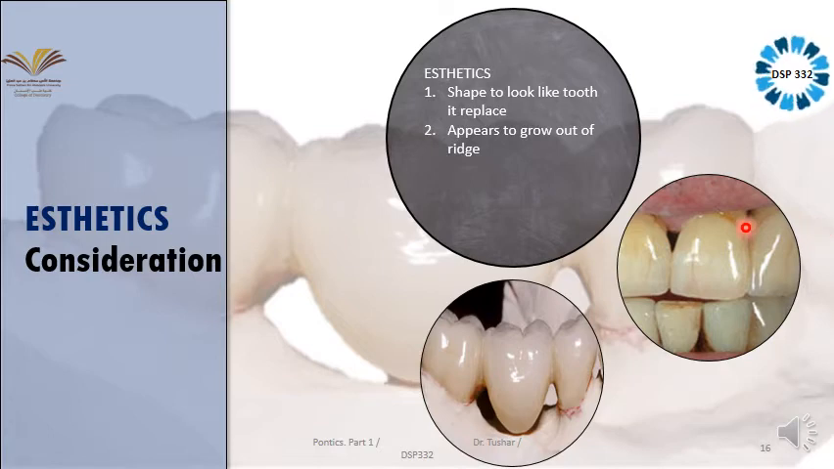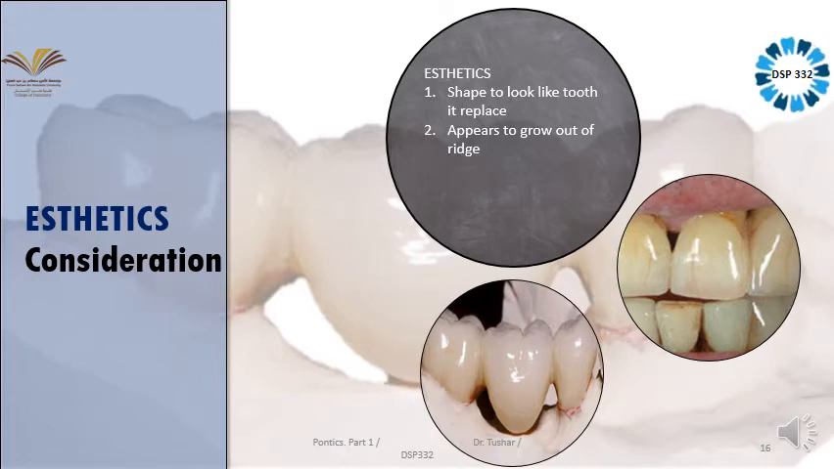What if I terminate my pontic at this yellow portion? Can you see this yellow line? If I terminate this pontic at this portion only, you will see a big black triangle here, which is very unpleasant aesthetically, and we don't want that. Understood? So it should look like it is growing from the ridge. So you are going to satisfy the aesthetic.